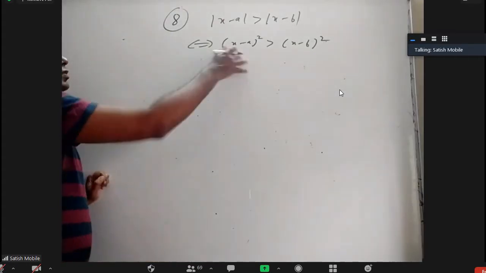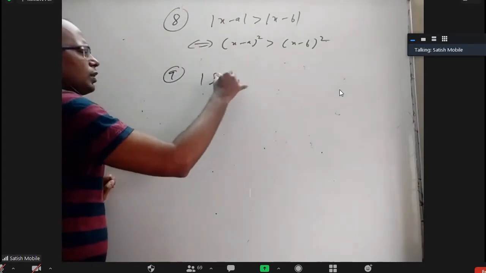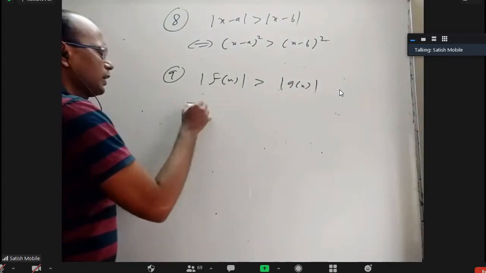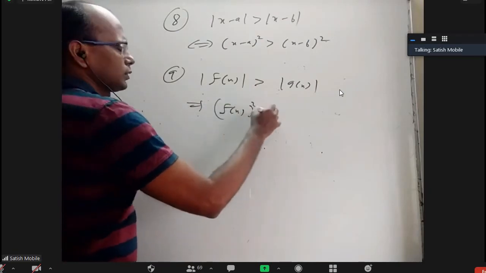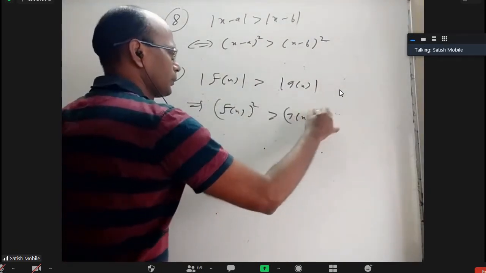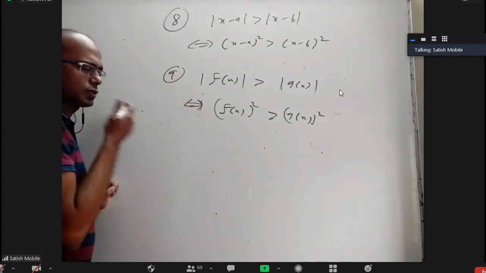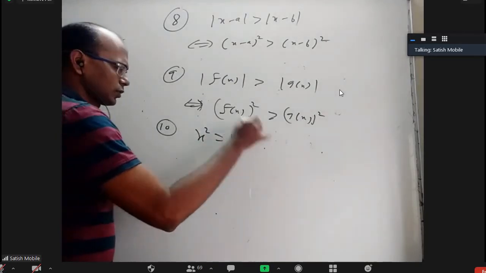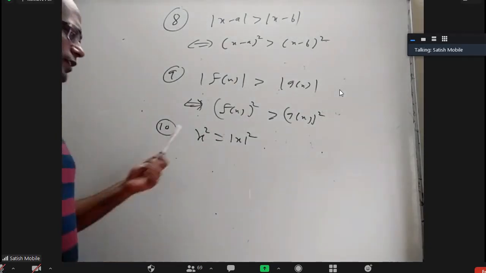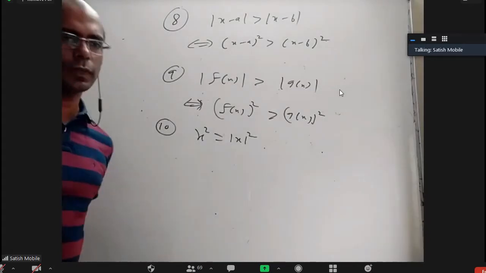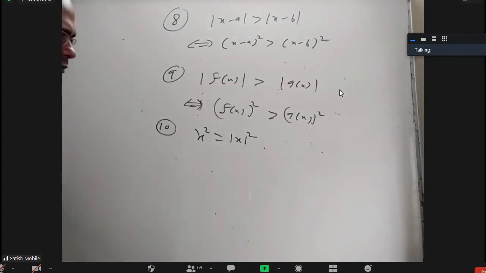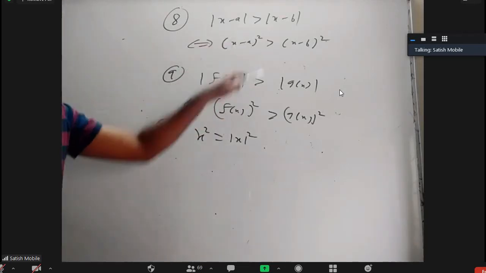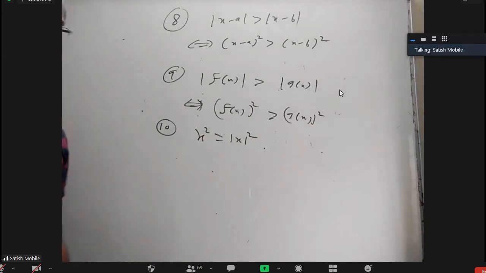Okay. This is not only for this. In general, I can say mod f of x is greater than or equal to mod g of x double implies f of x whole square is greater than g of x whole square. Because they're positive, we can do it. And of course, a very silly point: x square is always same as mod x square. When x is positive, negative, 0, all are equal, right? That's why I did not keep a mod here. I squared it there. One may say, should I write mod x minus a whole square? But mod x square is same as x square.